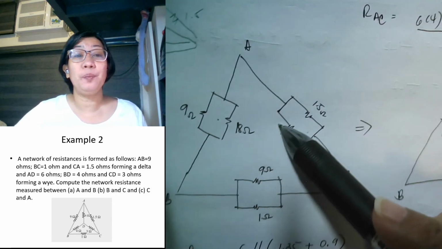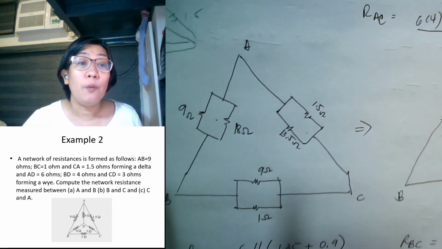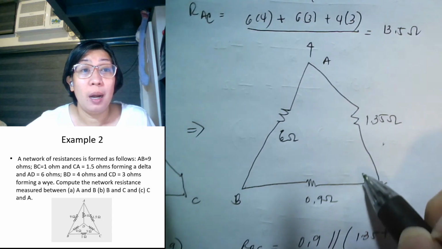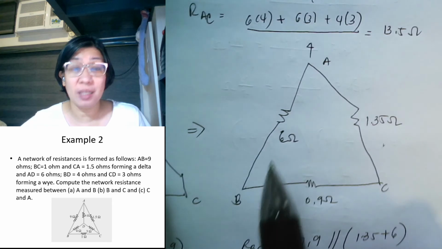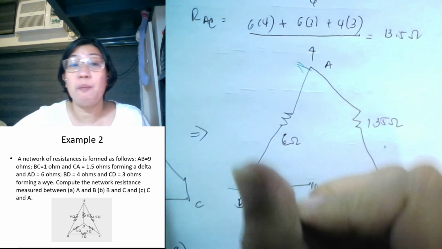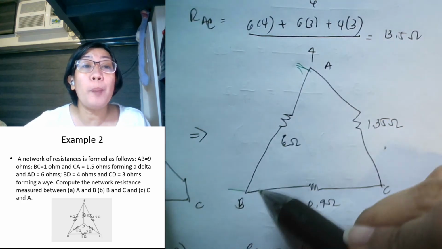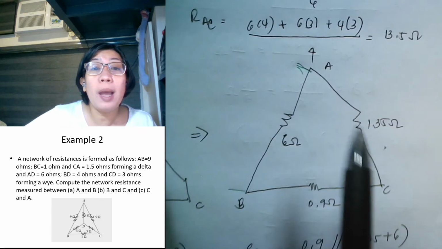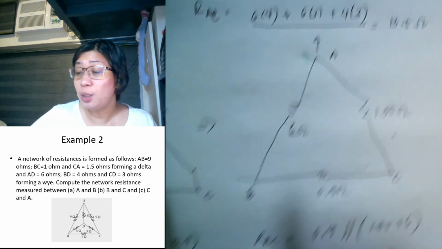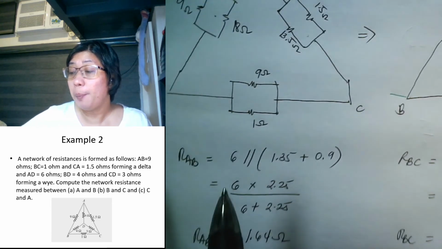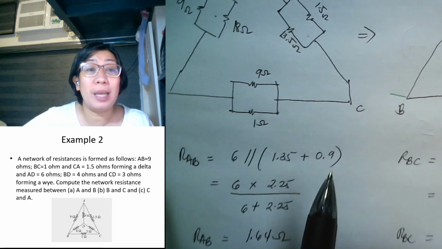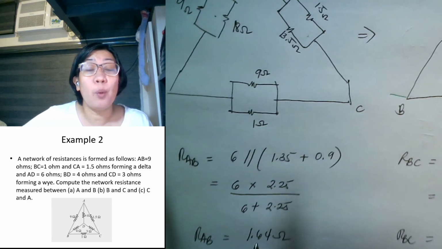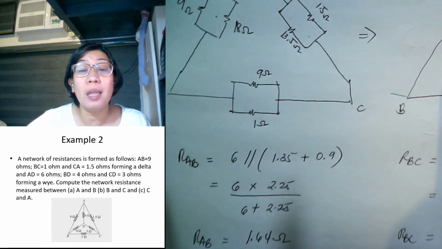Okay, so from our original figure here, we are down to a delta figure. But we are asked to solve for the resistances across A and B first. So what can you see? You can see two parallel paths. What are those two parallel paths? The 6 ohms and the series combination of 1.35 and 0.9. So for A and B now, it is 6 parallel the series combination of 1.35 plus 0.9, or 6 times 2.25 divided by 6 plus 2.25. The answer is 1.64. So this is the resistance across A and B.